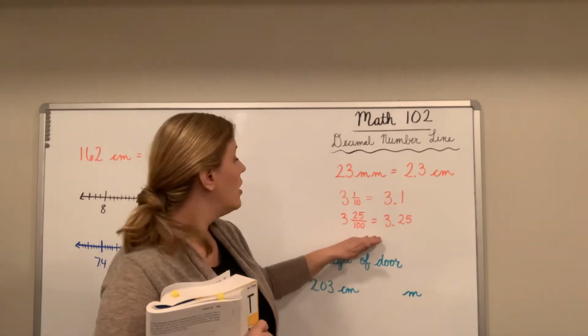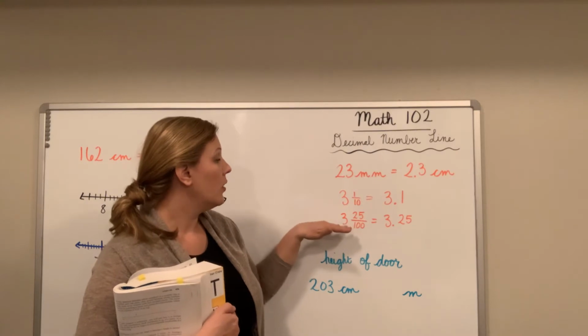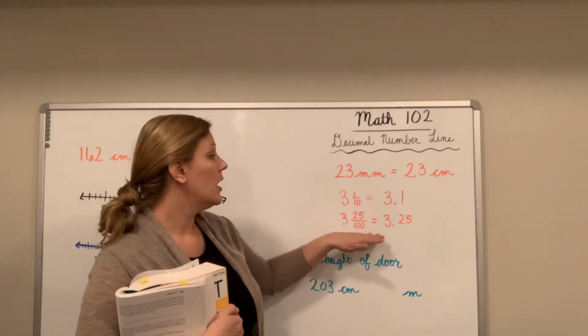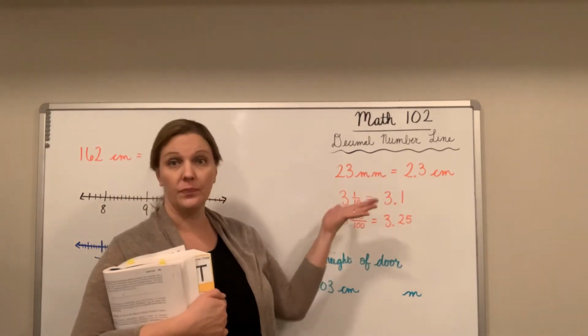And so there are hundredths. So if we had 3 and 25 hundredths and we change that to a fraction, it would be 3 and 25 hundredths, tenths, hundredths, like that.